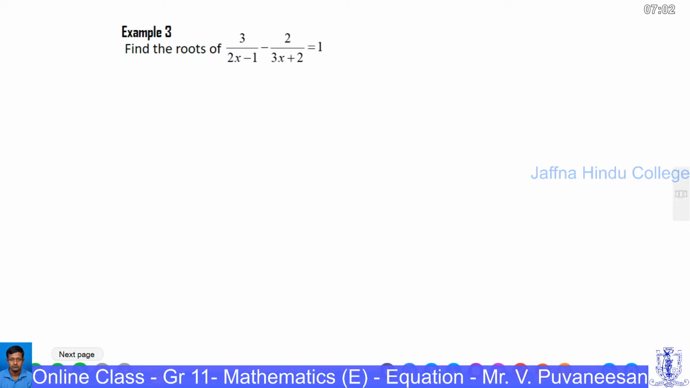Look at this example 3. Find the roots of 3 upon 2x minus 1 minus 2 upon 3x plus 1 equals 1.